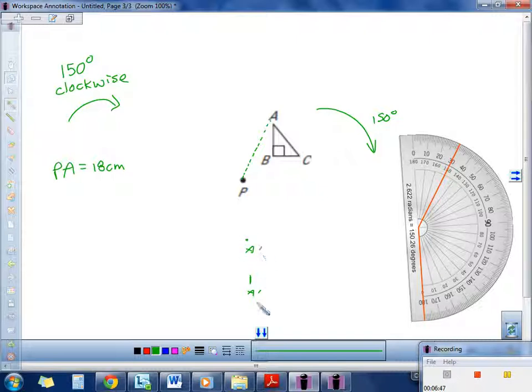There's my A prime. Now I can erase my A prime little tick mark, and I can erase that dotted line. So I'm just going to do one point at a time. Now I'm going to move over and measure from P to B. Mine's about 11 centimeters. Remember, I want to use this little line and my 150 degree angle. So I'm going to line that back up to 150 degrees.